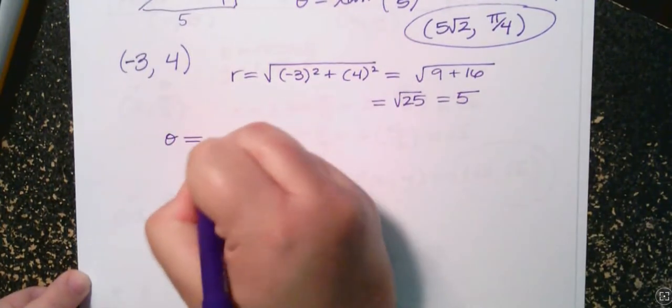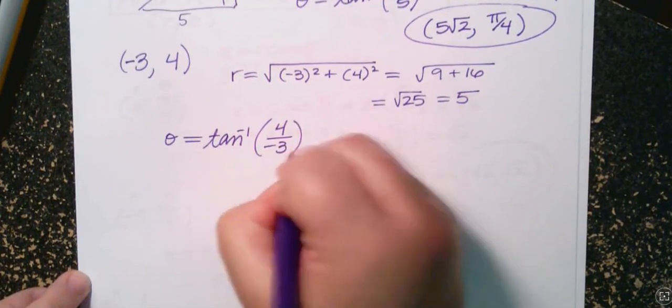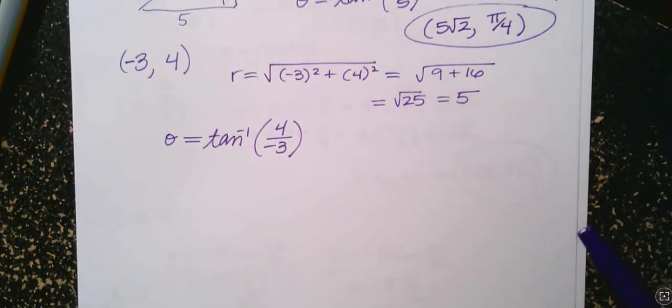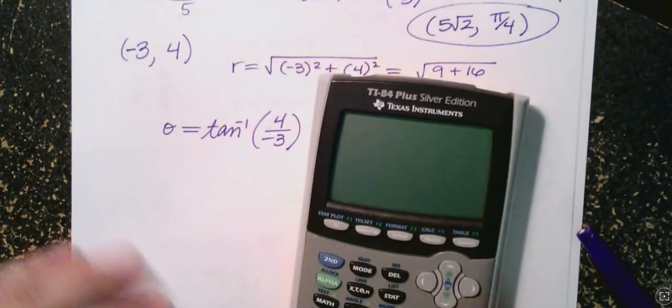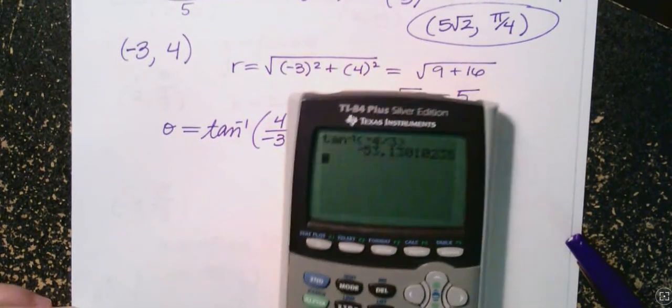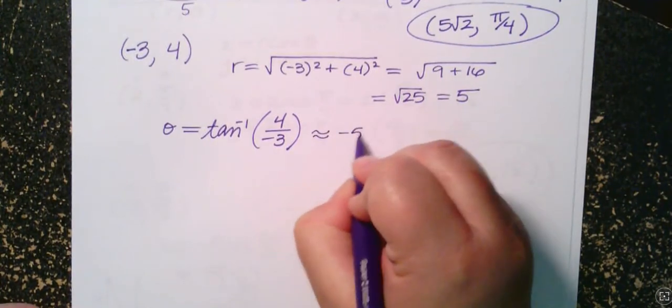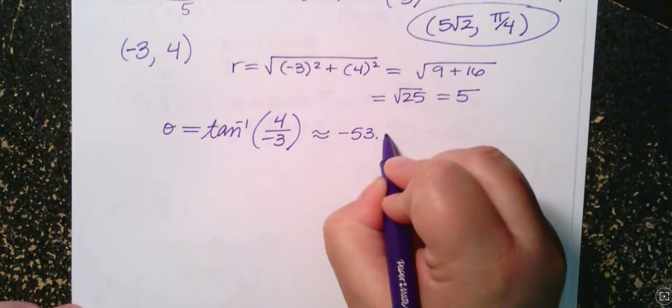Theta is the inverse tan of 4 over negative 3. So I'm going to go ahead and put that in my calculator because that's not one I know off the top of my head. That's not really a unit circle value. So inverse tan, and really we could put the negative anywhere. We just wouldn't want to put 2 negatives on. And we get negative 53.13 degrees. Okay, so negative 53.13, let's go with just 0.1 degrees.